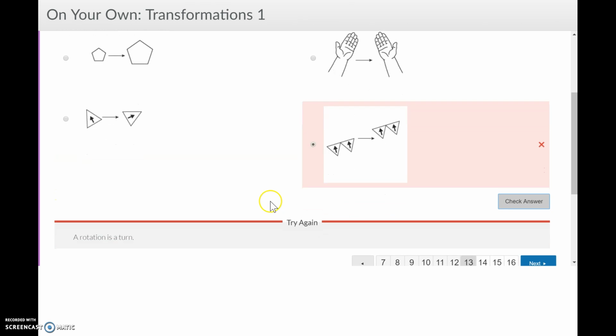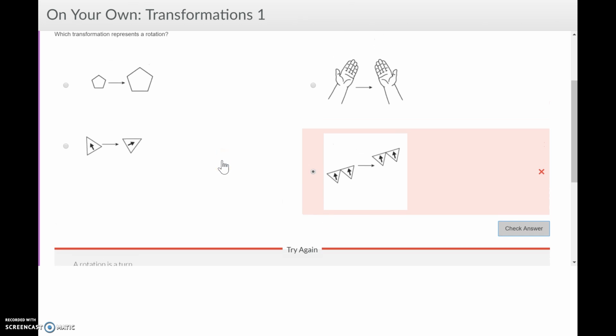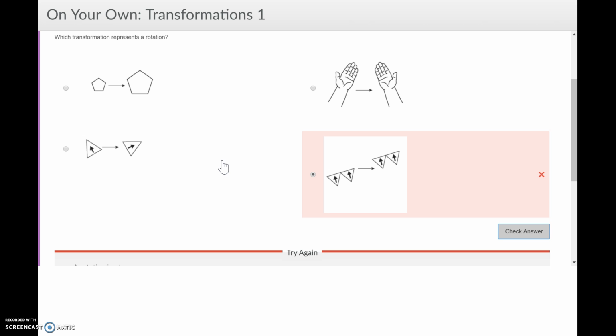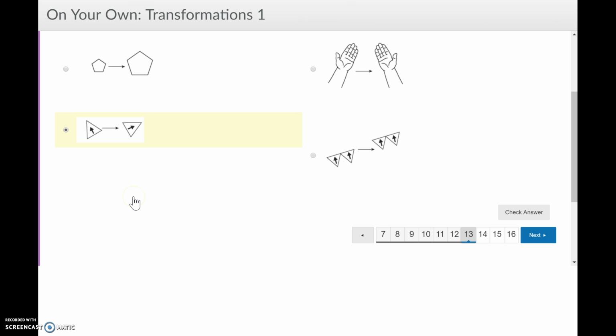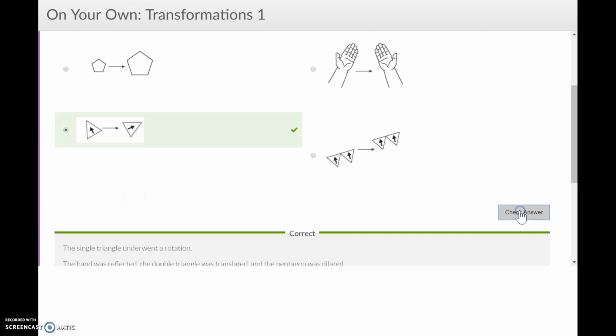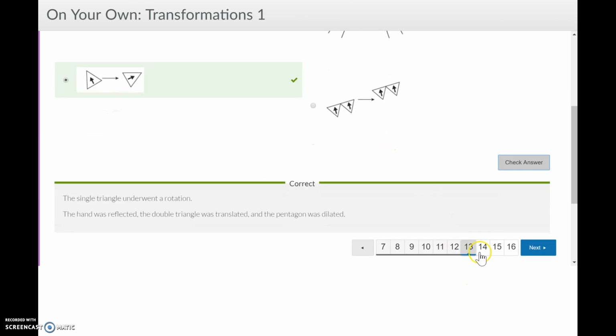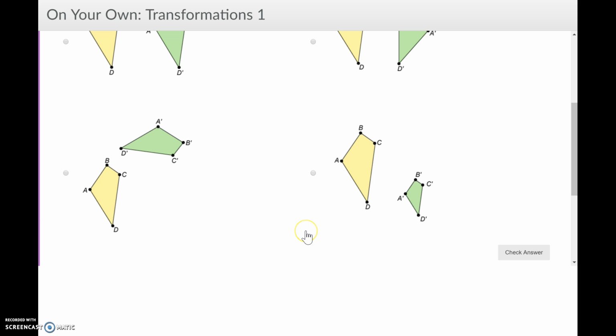Oh, I was like, wait a minute, we did select that. Sorry about that. When I was pointing this one out to you, it selected that one. This is our rotation. Sorry about that.